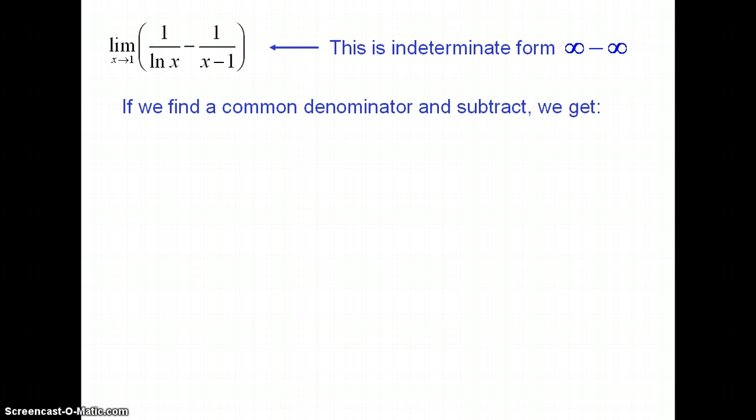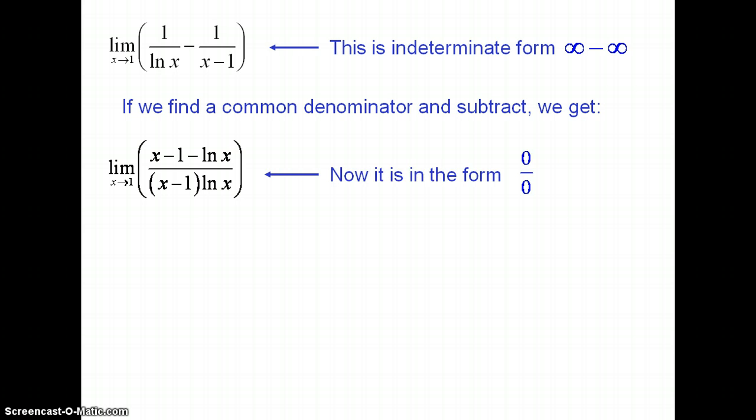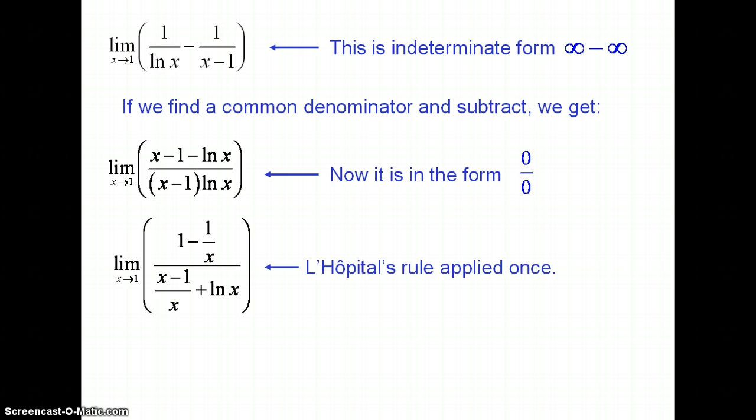If you get a common denominator and subtract, we'll get this, and I'll let you do that math. Here you get 0 over 0. Now you get to use L'Hopital's rule. Again, you don't have to say that you are using L'Hopital's rule, just use it. It's equal to that limit, and when you substitute 1 in, you get 0 over 0.